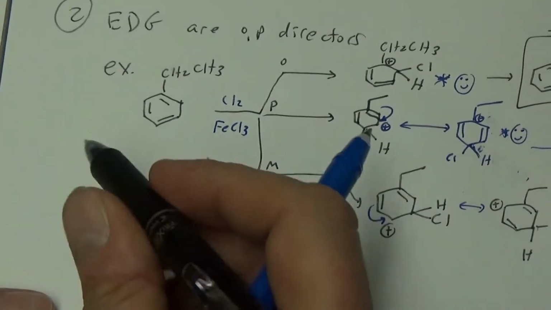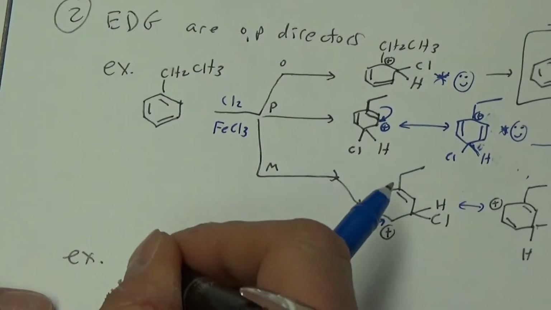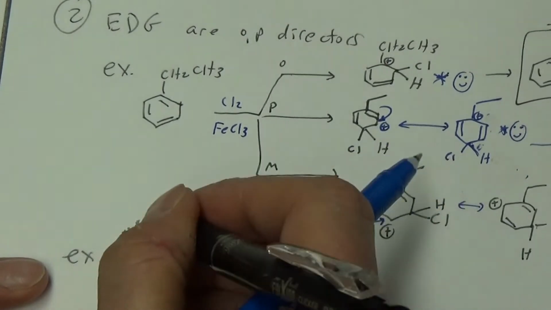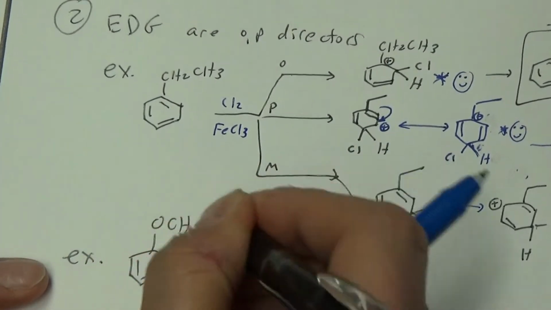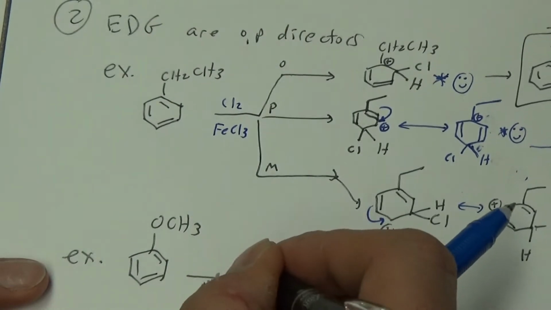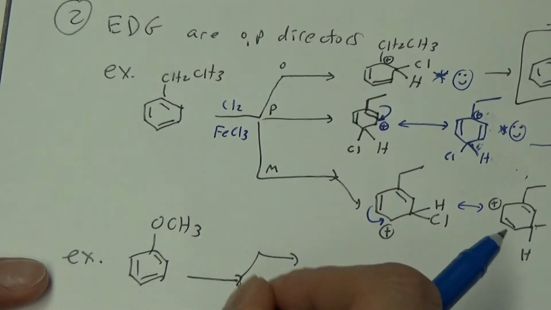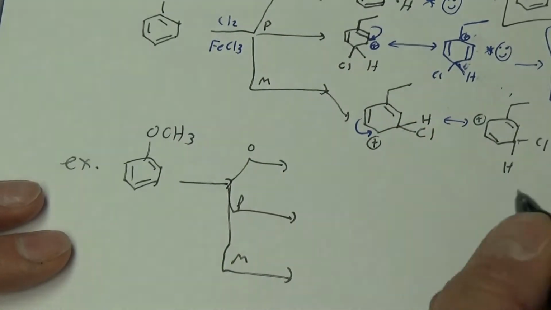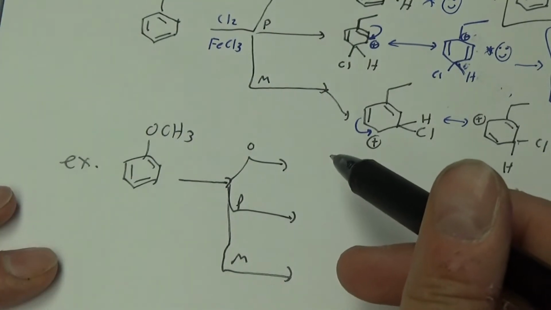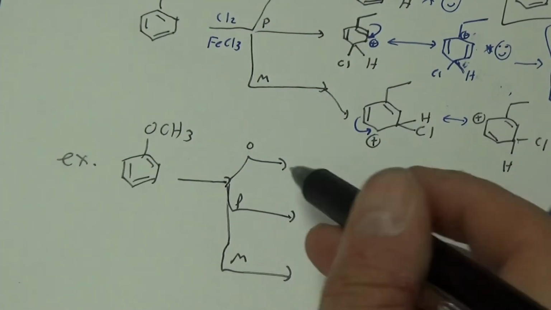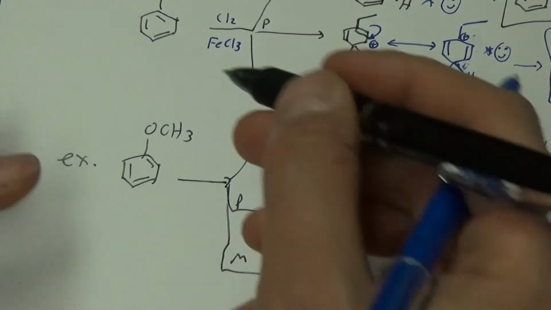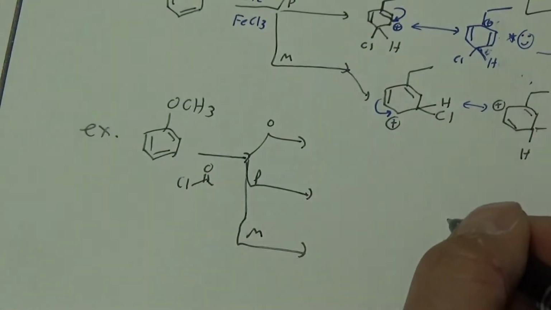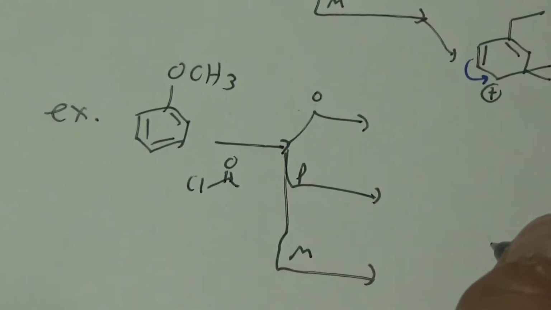Okay, another example. We'll do OCH3. Trying to fit in my ortho, para, and meta. I always do them in order: ortho, para, meta. Okay, let's pick another reaction. What's another reaction to do? This time we'll do Friedel-Crafts acylation. I'm just picking them. Any of them work from chapter 15.